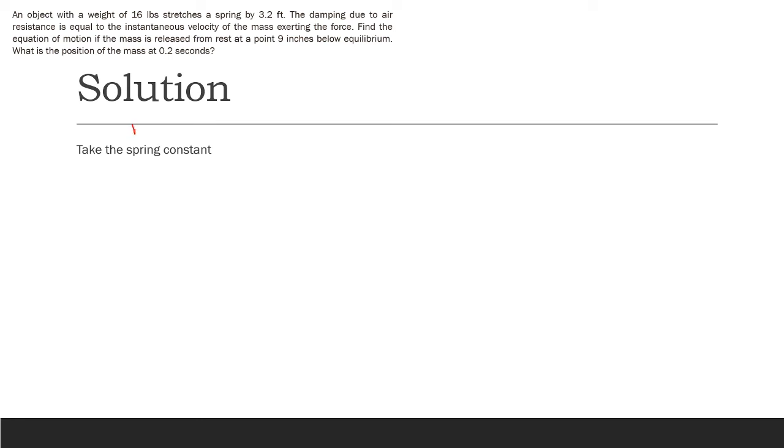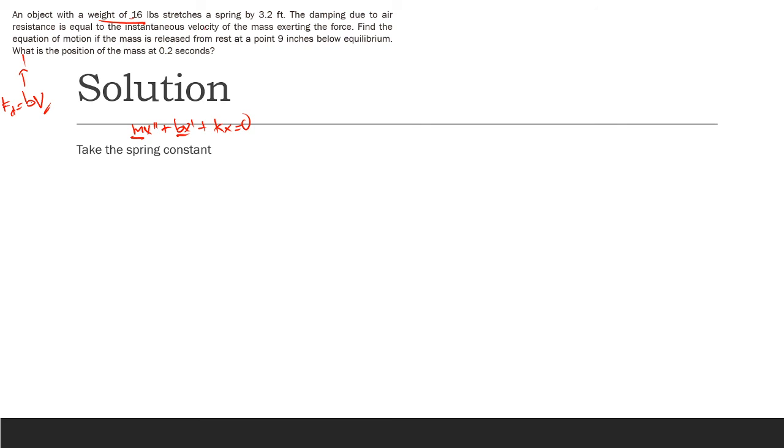So, again, ang equation natin is mx double prime plus bx prime plus kx is equal to 0. Can we find m? Yes, we can find m kasi given tayo ng weight. Can we find b? Yes, b is actually given. Ang sabi dito is the damping daw due to air resistance is equal to the instantaneous velocity. So, therefore, yung damping force natin ay equal sa velocity, so yung b mo is equal to 1. Therefore, b natin is 1.